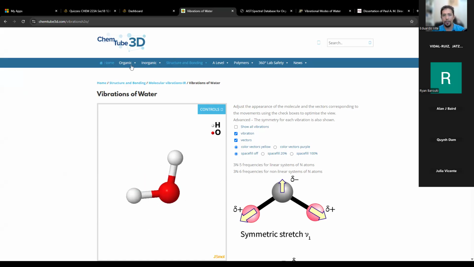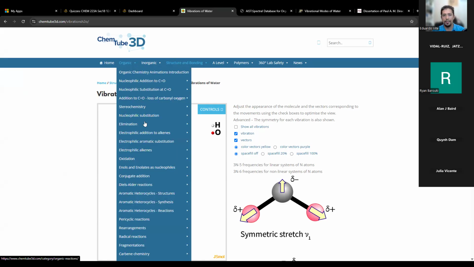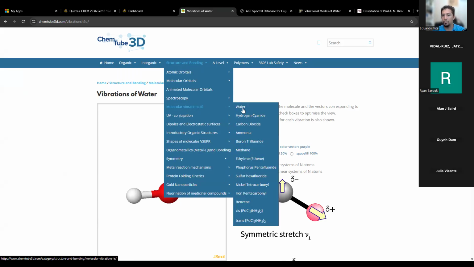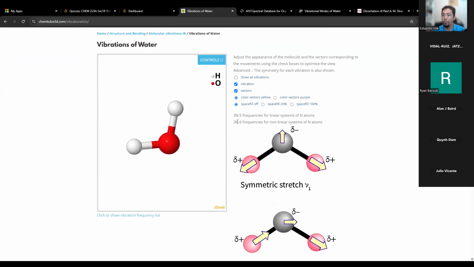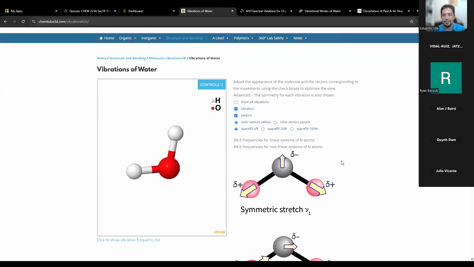And you can see there's organic examples. You can look at electrophiles, oxidations, things like that. Inorganic, if you ever take the class. Right here, you can go to structure and bonding, and where it says molecular vibrations, you would click where it says water, and you get to this page right here. I'll post the link in the announcements at the end so you guys can see it.